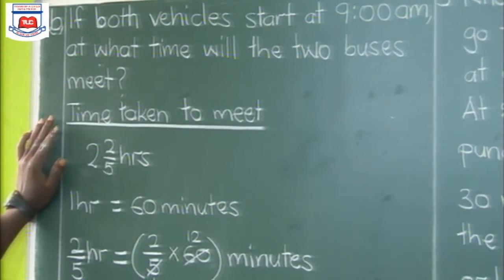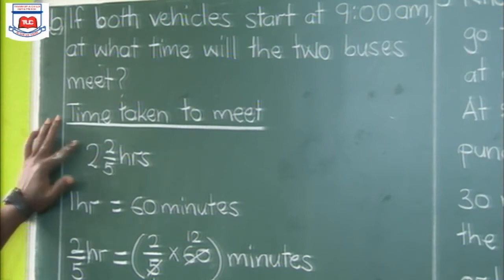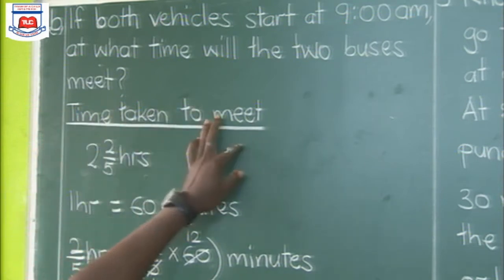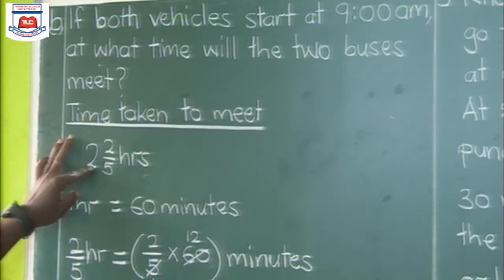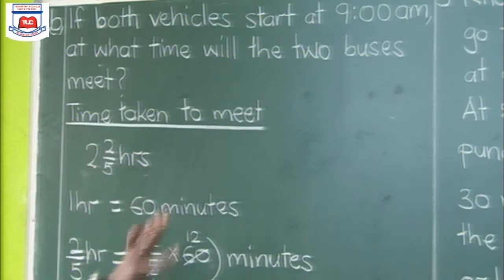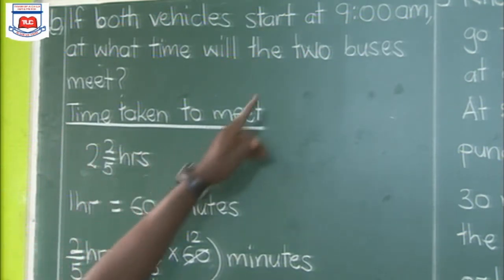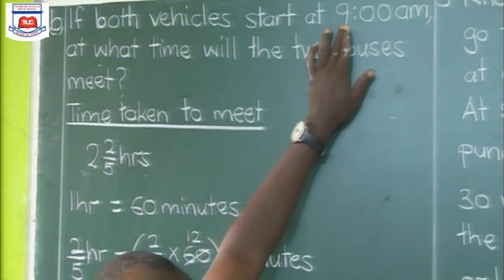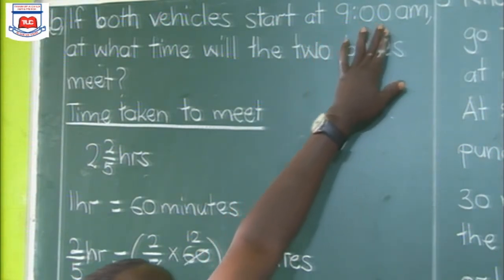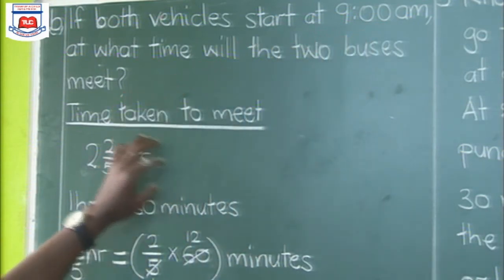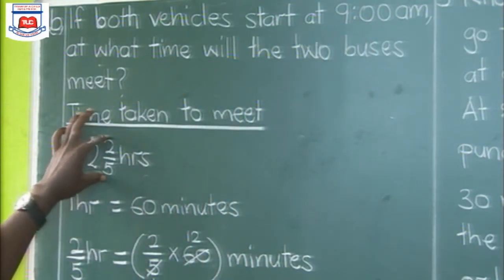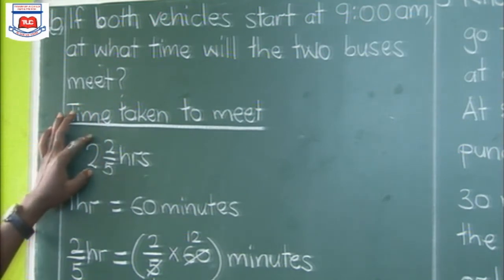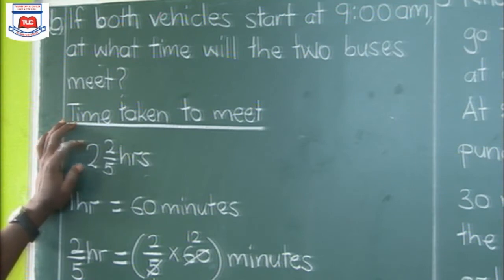Since we have found out that they will take 2 and 2/5 hours, you start by saying time taken to meet. You transfer it from A, which is 2 and 2/5 hours. And now, we've got 9 a.m. It should be noted that 9 a.m. has the hour section and the minute section, whereas time taken has been given in hours. Therefore, you convert the fraction of hours to minutes, maintaining the whole number, that is 2, constant.